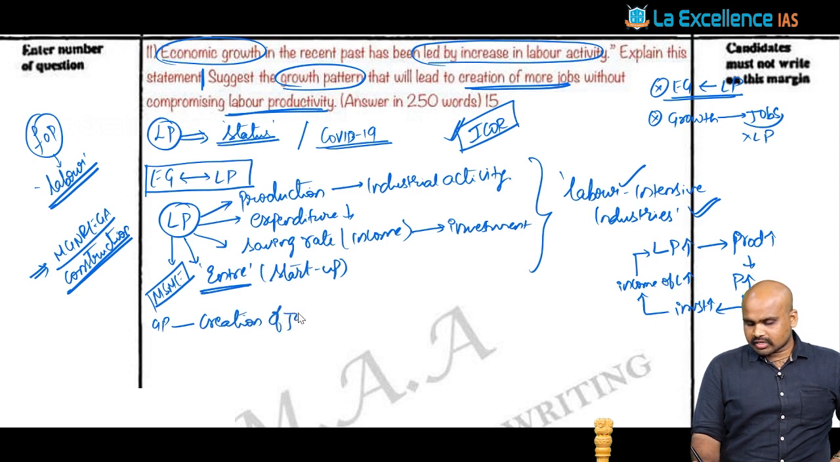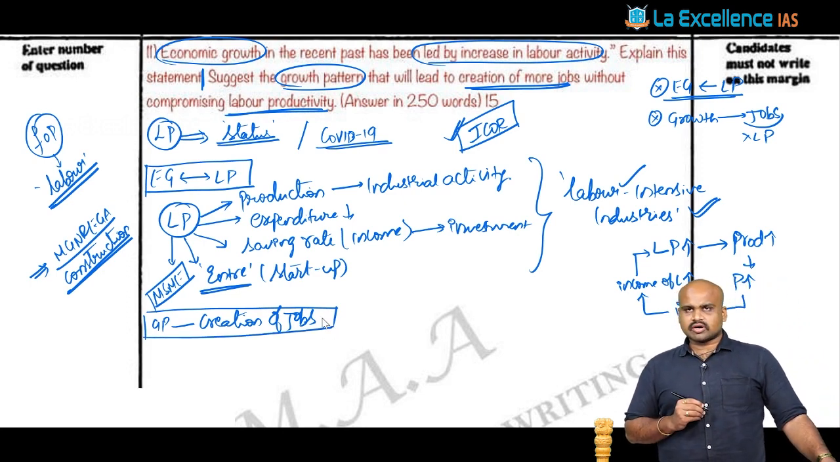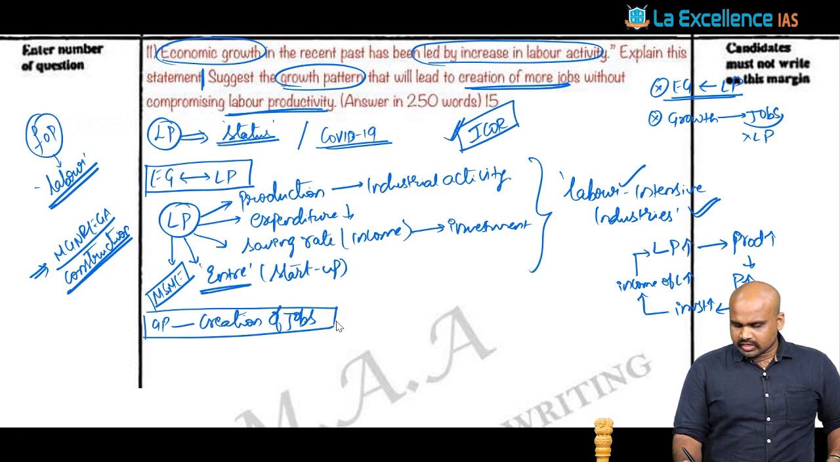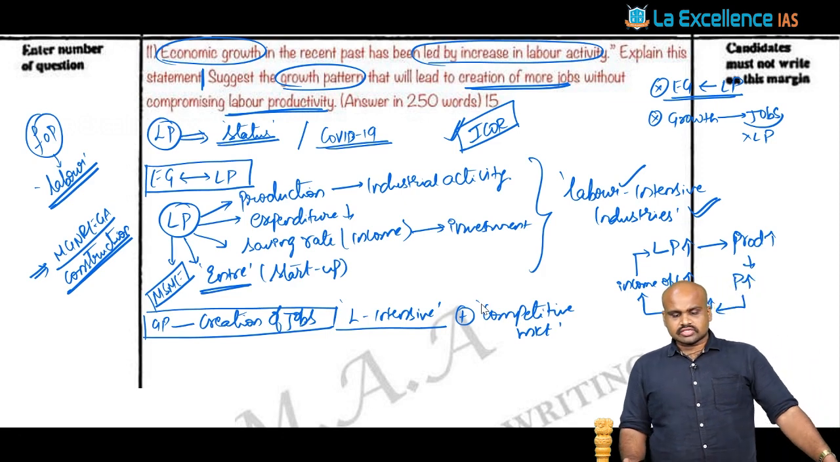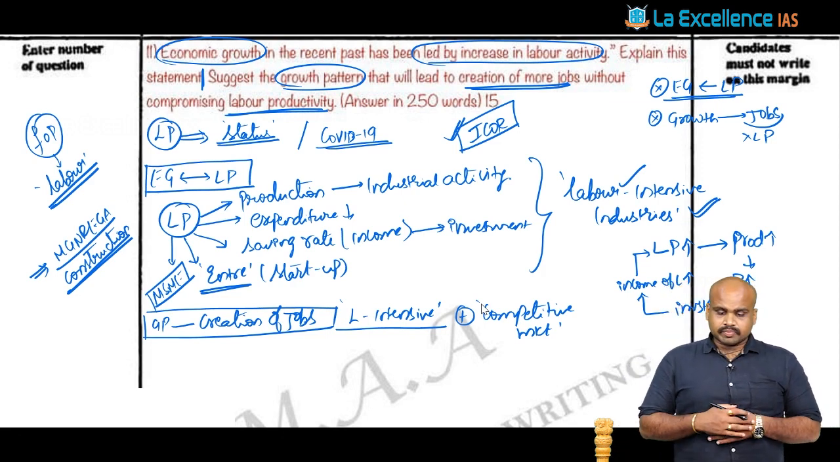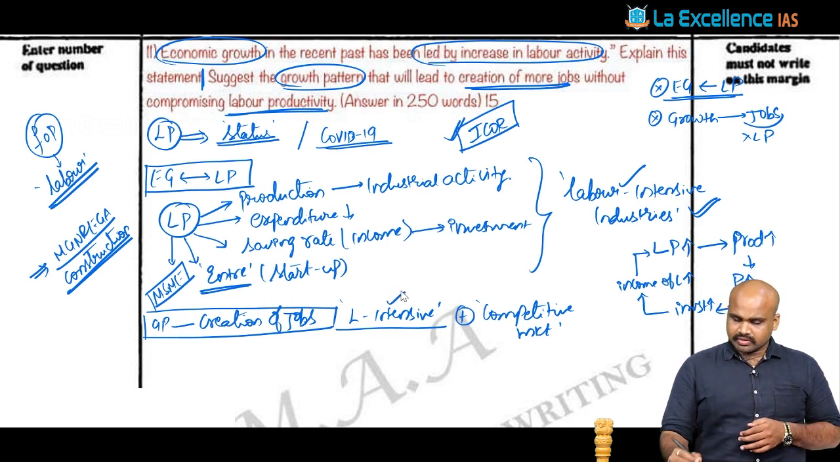This is the second part of the question: growth pattern vis-a-vis the creation of jobs. When we look at this growth pattern vis-a-vis the creation of jobs, it is categorically talking about what? It is again labor intensive industries. And not only labor intensive industries, it is also talking about a competitive market. So labor intensive industries and a competitive market suggest the growth pattern that will lead to the creation of more jobs, right? That means we have to talk about labor intensive industries.